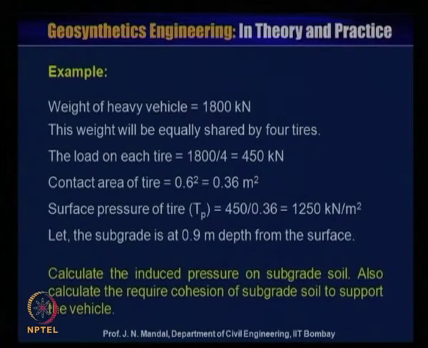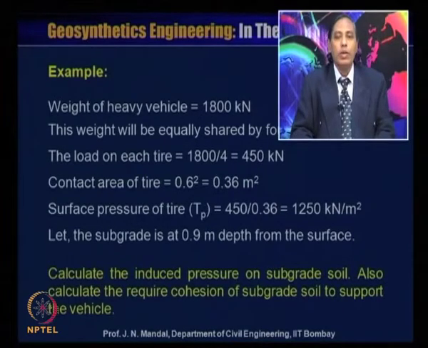Here I am giving one example. Let the weight of the heavy vehicle be 1800 kilonewton. This weight will be equally shared by 4 tires. So therefore, load on each tire will be equal to 1800 divided by 4, which is equal to 450 kilonewton. And the contact area of the tire is 0.6 square, that is equal to 0.36 meter square. Surface pressure of tire Tp is equal to 450 divided by 0.36, which is 1250 kilonewton per meter square.